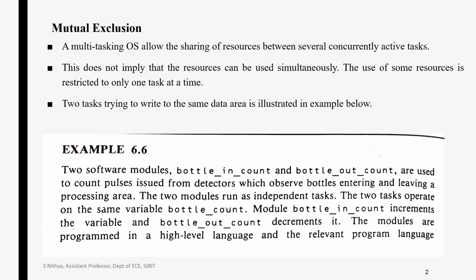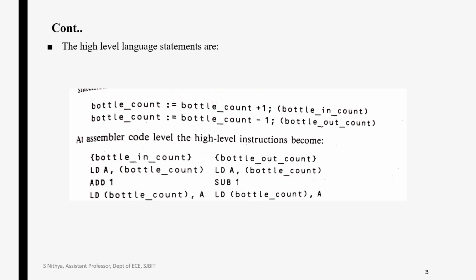The models are programmed in a high level language. This is the high level program. Here you can see that bottle count is assigned bottle count plus 1 for bottle in count, and bottle count is equal to bottle count minus 1 for bottle out count. At the assembler code level, the high level instructions become this: this is the bottle in count program, this is the bottle out count program.